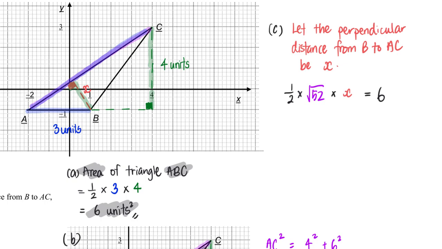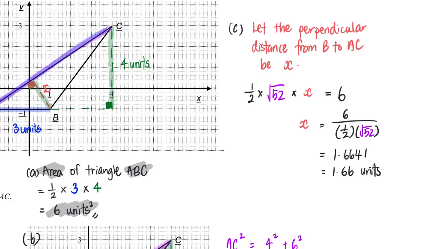And from here, I will then be able to get my x easily because x is simply 6 over half times square root 52, to give me the answer of 1.664. That is 5 significant figures, followed by 1.66 units to 3 significant figures.